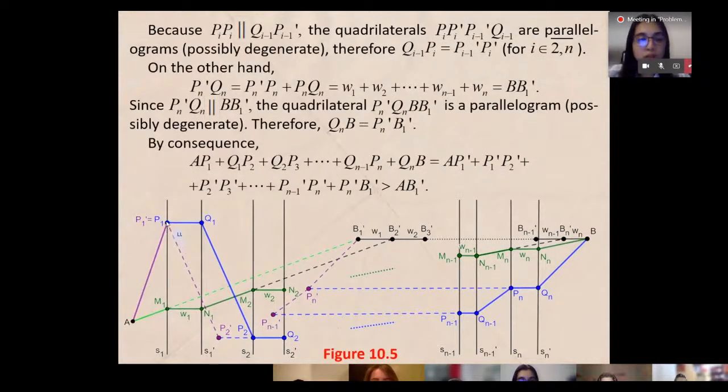By doing this, we get some parallelograms, which allows us to move the blue oblique segments on the broken line A, P1 prime, P2 prime, Pn minus 1 prime, Pn prime, B1 prime, which is obviously longer than A, B1 prime. Recalling the fact that the sum of the green oblique segments is A, B1 prime, the proof is complete.